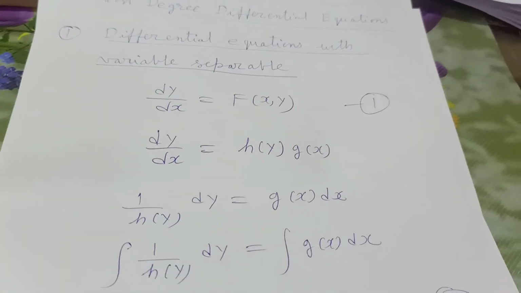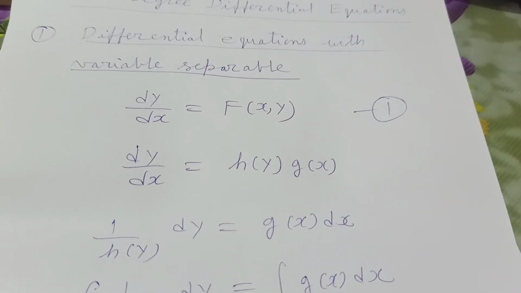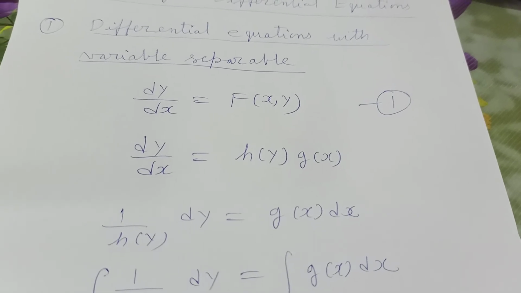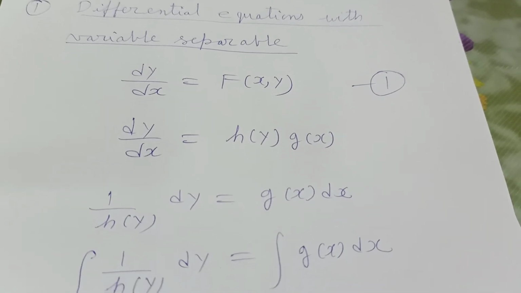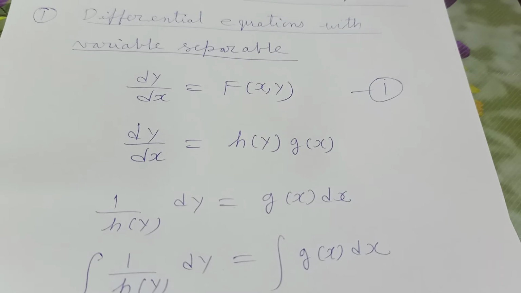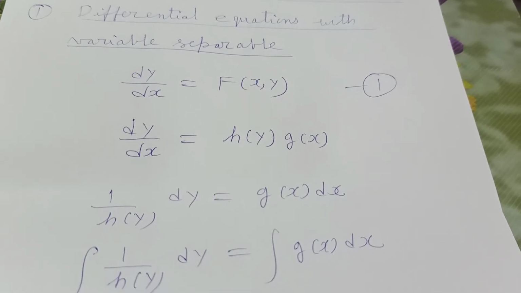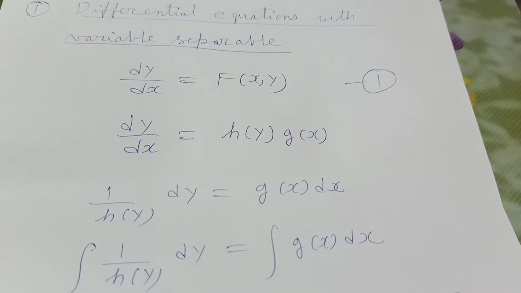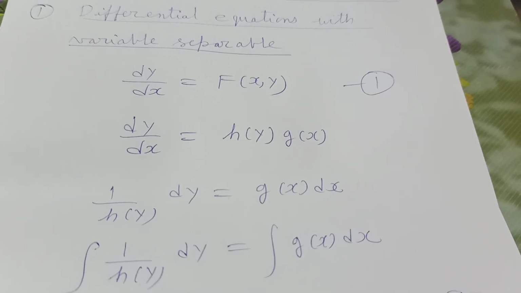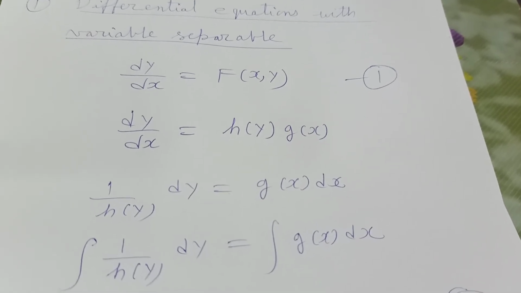Now after this we will write it like 1 by h(y) dy equal to g(x) dx. So with dy we have a function of y, and with dx we have a function of x. So here we have separated the variables.